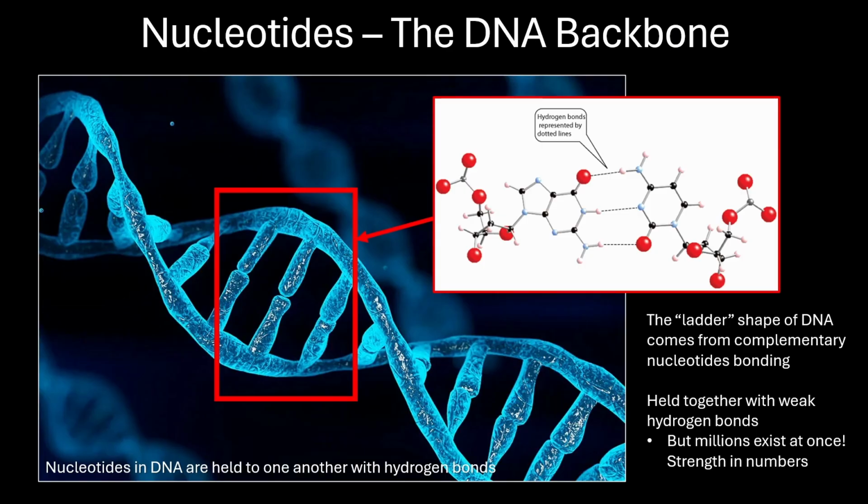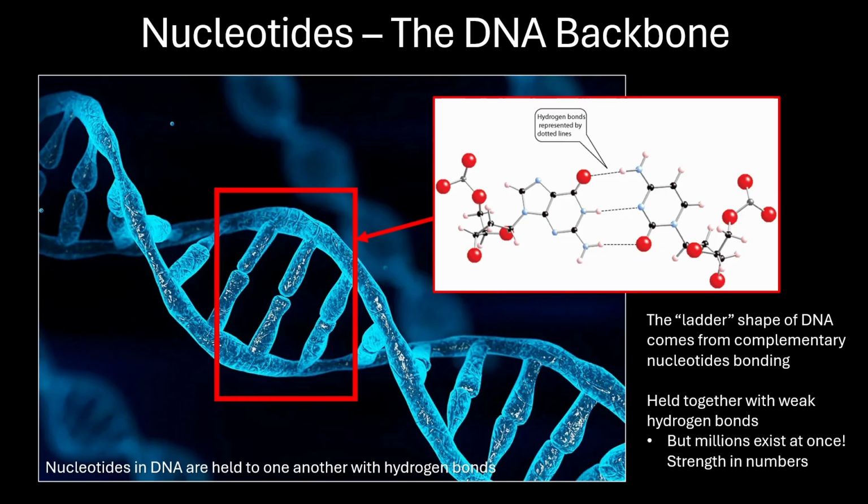Now, if we look at the points of connection between these two strands of DNA, we've got the ladder shape that forms when two complementary nucleotides pair up. And where they pair up, they form hydrogen bonds that link them to each other. These hydrogen bonds are really weak. Independently, they're very easily broken and not super stable.